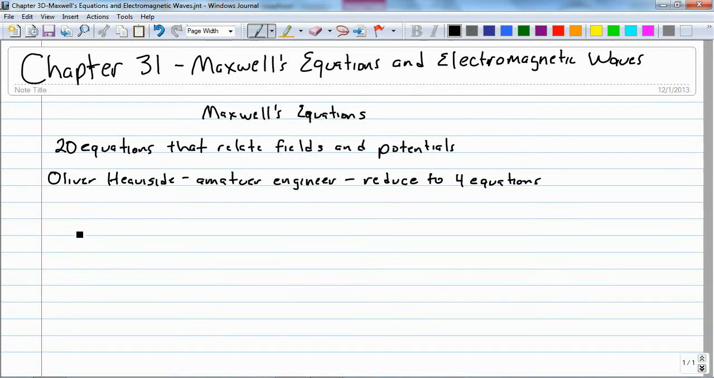So the first that we have is Gauss's law. That's the surface integral of the electric field with the dot product of the differential area, and that's equal to Q enclosed over epsilon naught, and we refer to this as Gauss's law. And it's obtained using the divergence theorem.